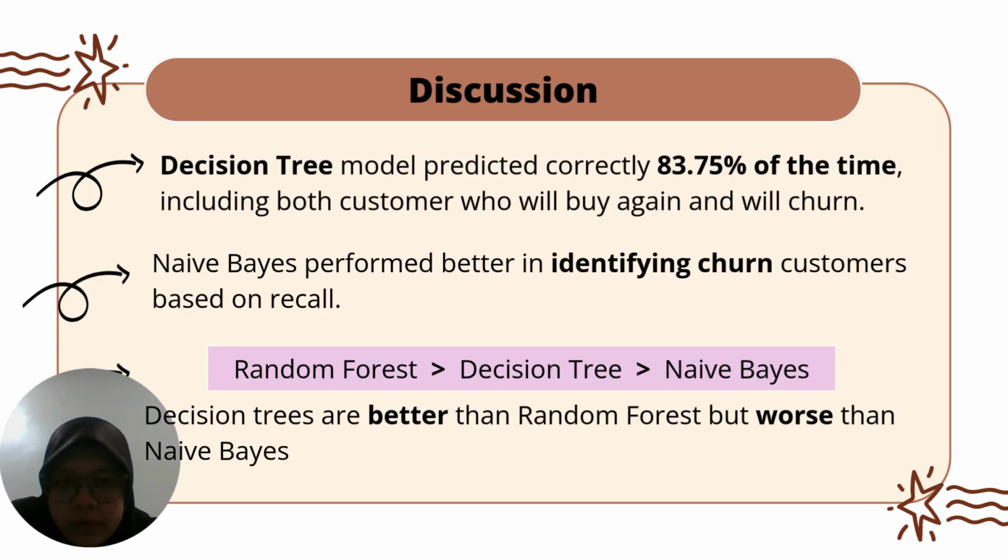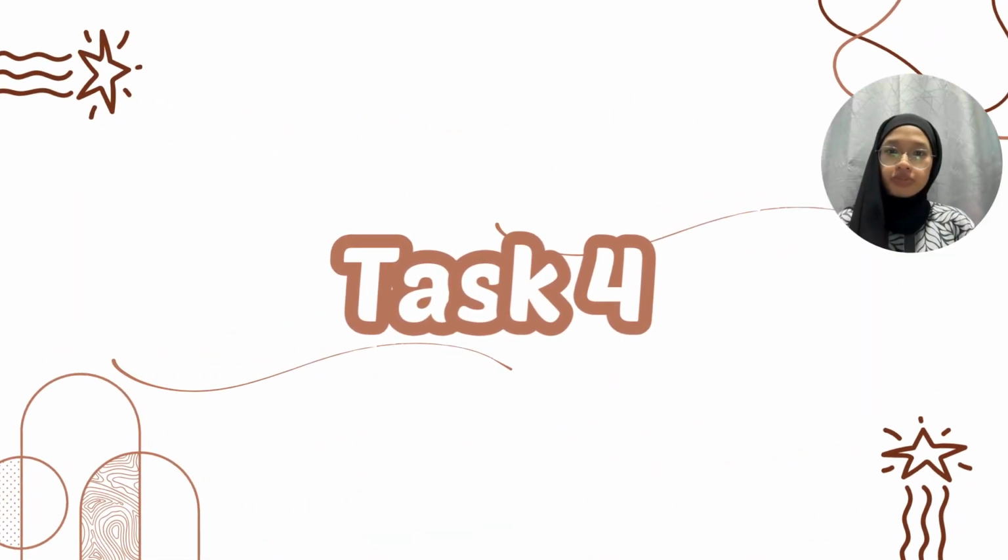Naive Bayes performs better in identifying churn customers based on recall. We can see naive Bayes is better than decision tree, which is better than random forest. Although random forest and decision tree show high accuracy, naive Bayes is more suitable for churn prediction, where detecting at-risk customers is more important.